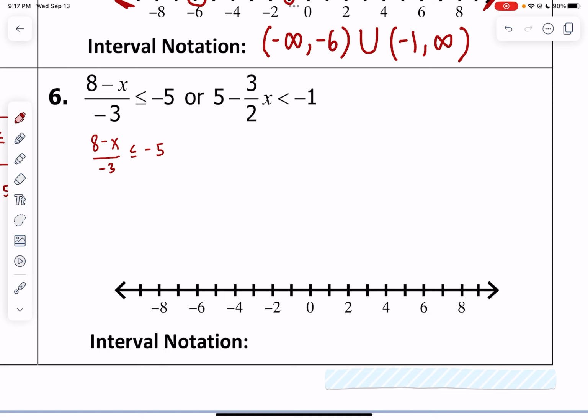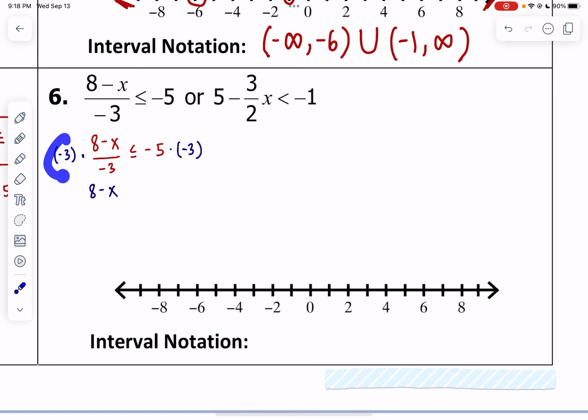All right, so here, for this one, in order to isolate the x, we have to get rid of this negative 3. And we do that by multiplying both sides by negative 3. Okay, so once we do that, the negative 3's will cancel out. And you're just left with 8 minus x.